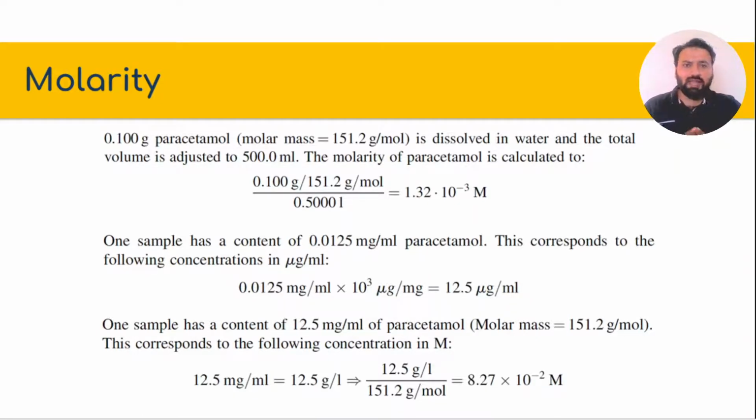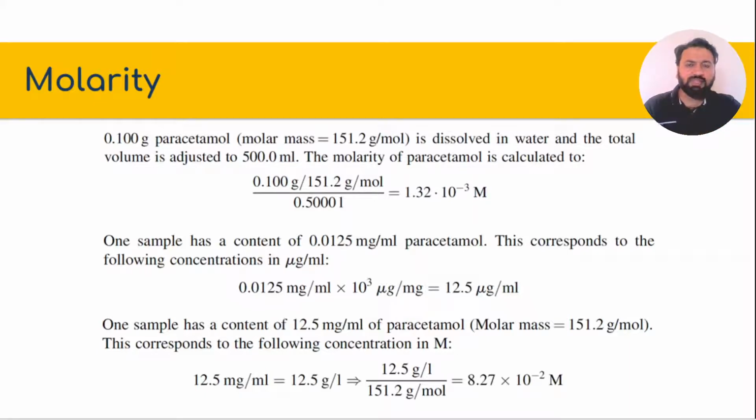So we know that the molarity is the number of moles of solute per liter of solution. Here the paracetamol is the solute. What is the number of moles? This is the molar mass. What is the molecular weight of the paracetamol? If we calculate by the formula, we find that the molar mass is 151.2 gram per mole. It is the molecular weight of the paracetamol, also known as acetaminophen.